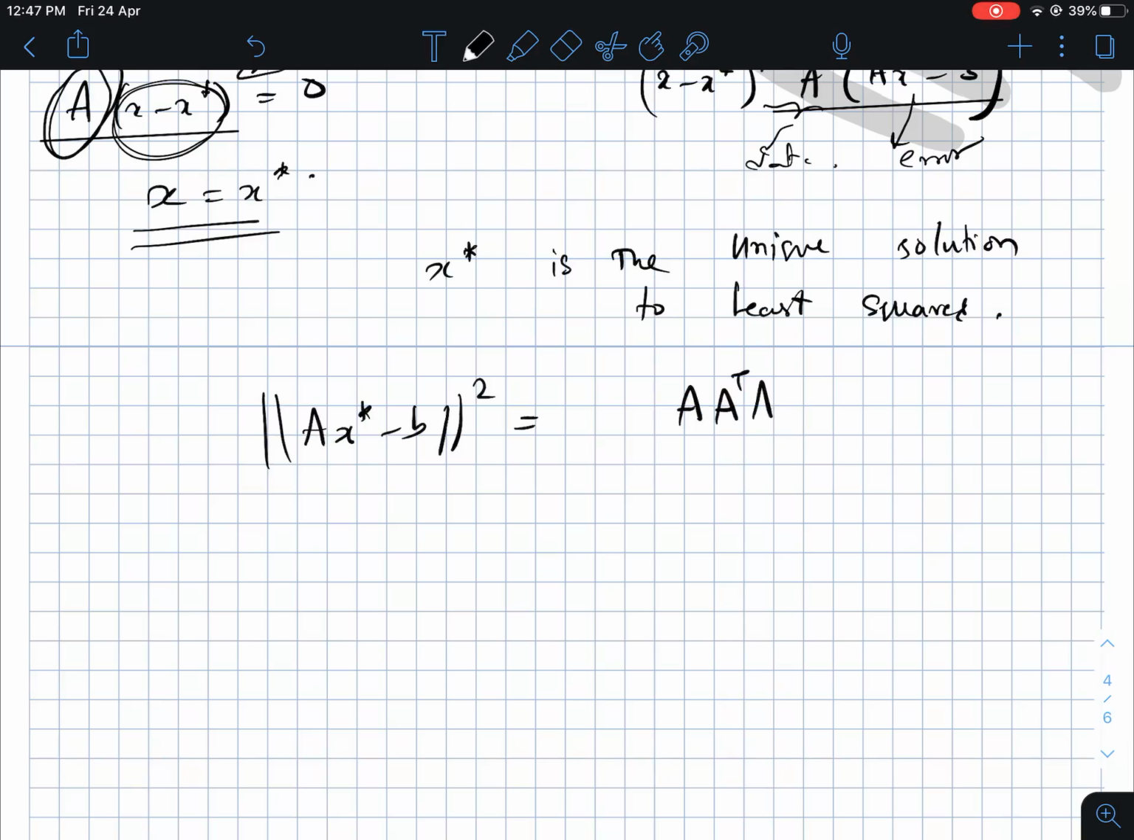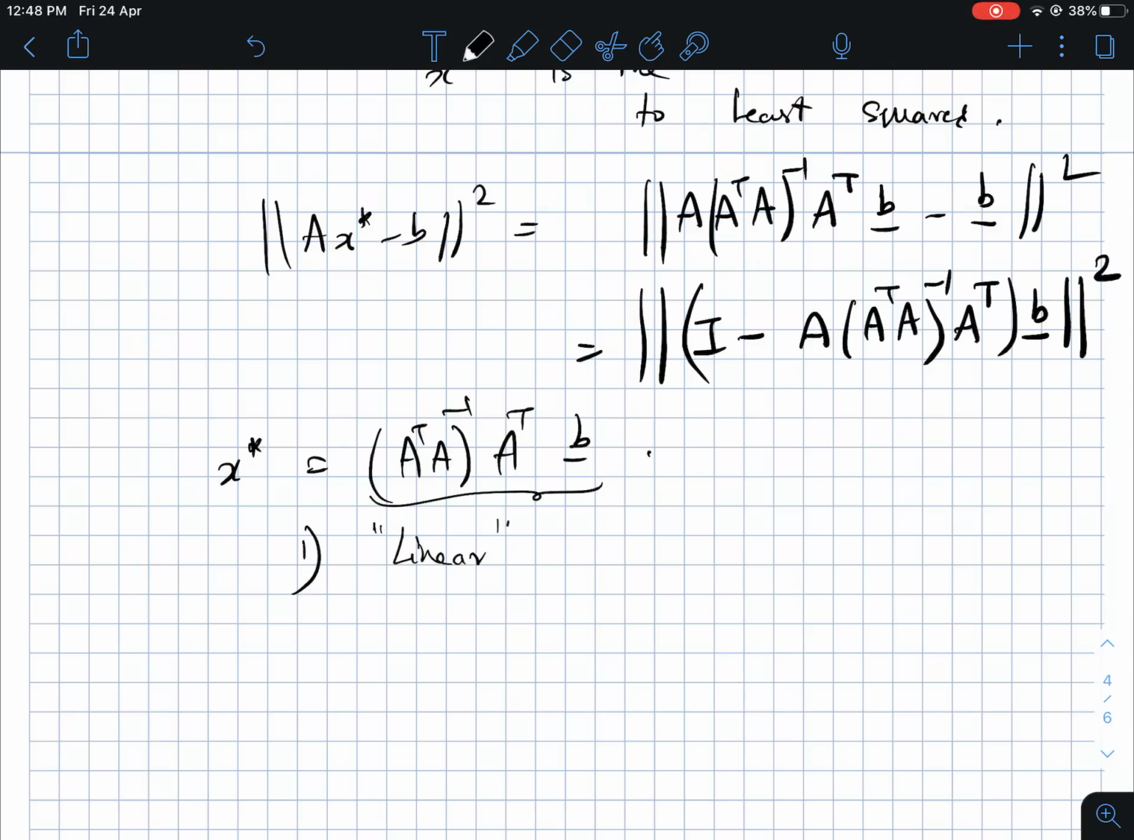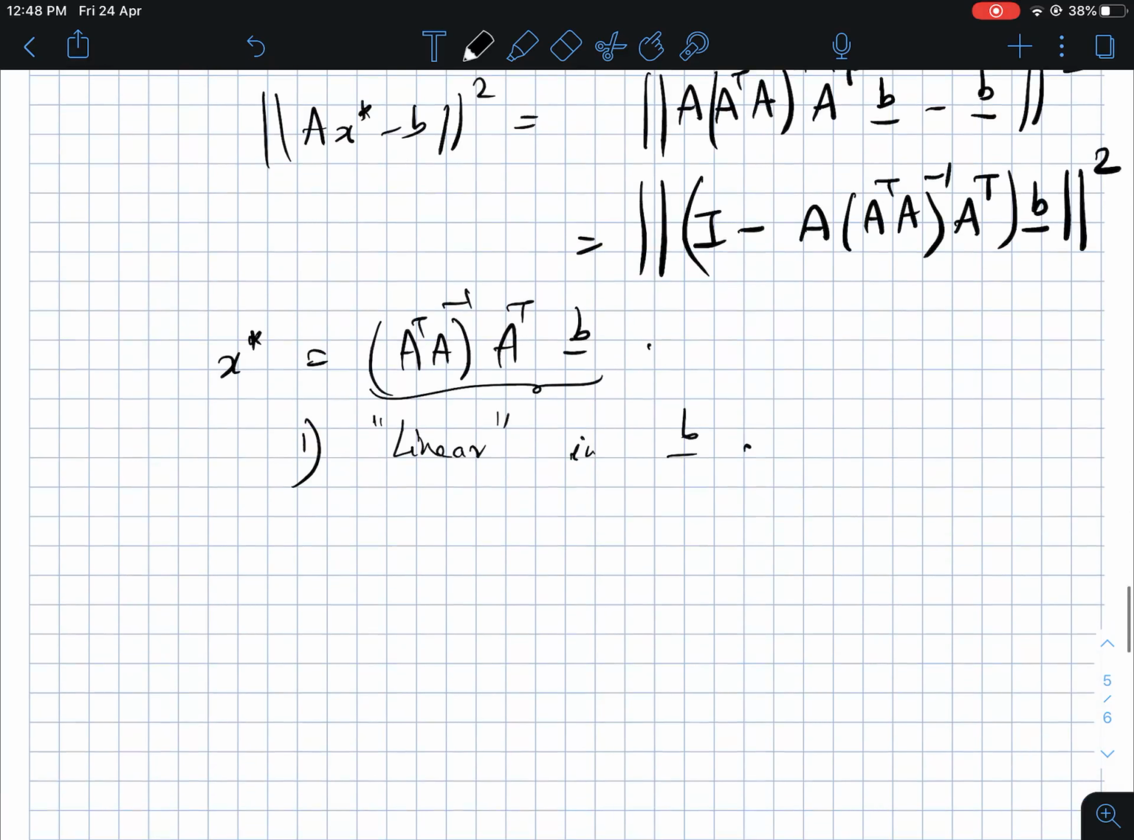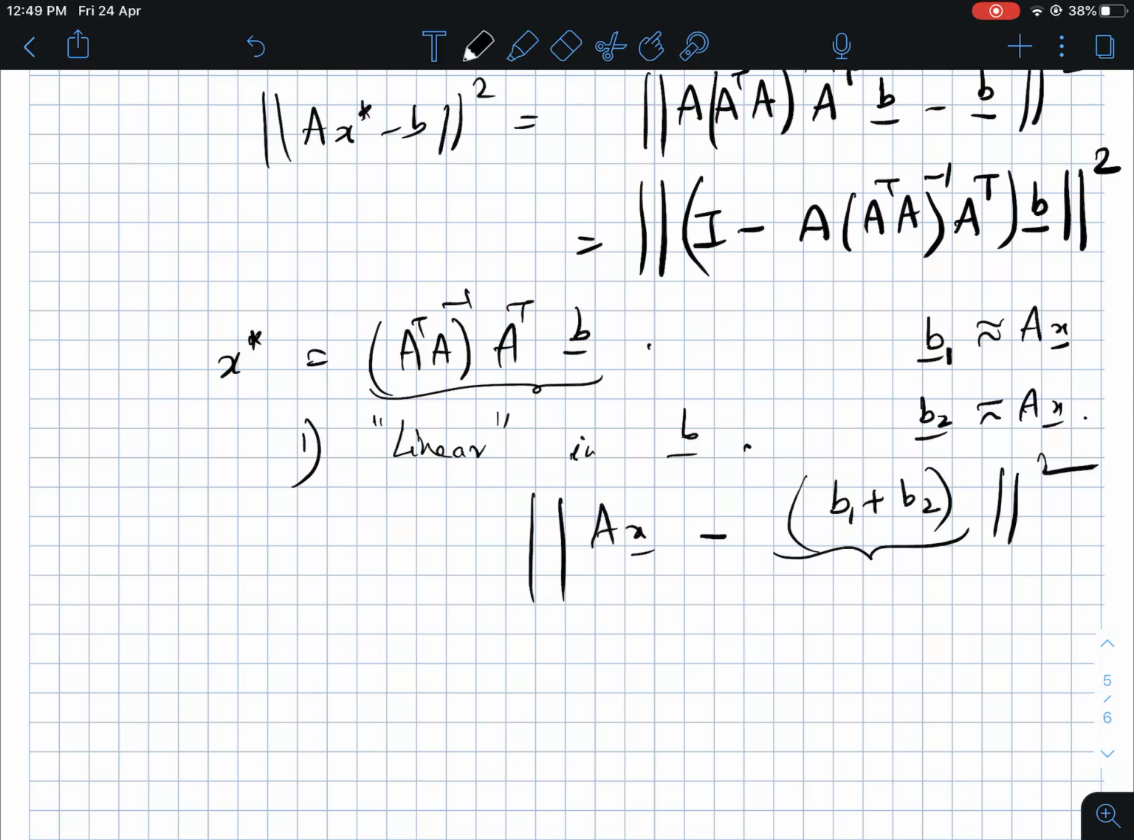One thing that you will notice here is that this expression is linear in B. I'll explain what that means. Meaning that suppose I am trying to force a vector b1 to be equal to Ax, and b2 to be equal to Ax. Then if you look at b1 plus b2, and you solve the least squares problem corresponding to b1 plus b2, meaning you try to minimize this, then the x star that you will get will actually be the sum of the x stars for the individual problems. Okay, because this is linear in B, right?